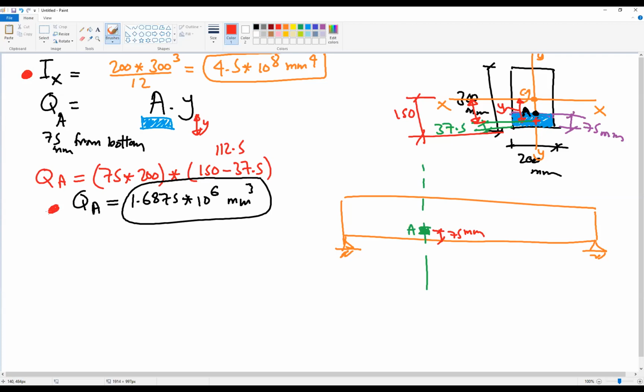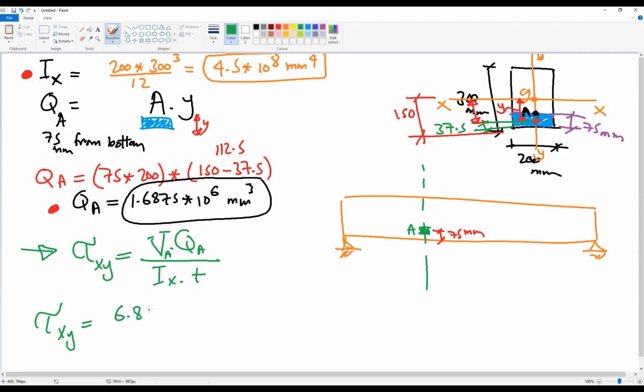So now we can proceed in the solution. For tau xy, it will be again V multiplied by Q at A divided by Ix multiplied by T. So tau xy: V is the shear at A, right? What is the shear at A? We just calculated 6 point something. Yeah, 6.857 kilonewton, right? Multiplied by Q, just calculated, 1.6875 multiplied by 10 to the power 6, divided by I, 4.5 multiplied by 10 to the power 8, multiplied by T. What is T here?